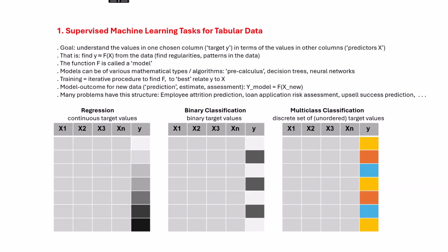That is, you want to find a function that maps the values in these other columns, called predictors, onto the target value. That really means you want to find regularities and patterns in the data. So this function f, y is a function f of x, is called a model.